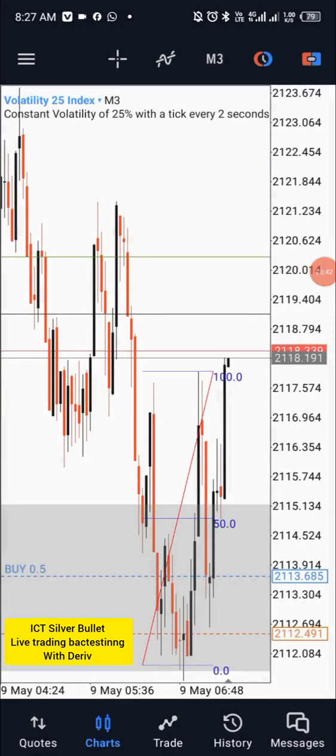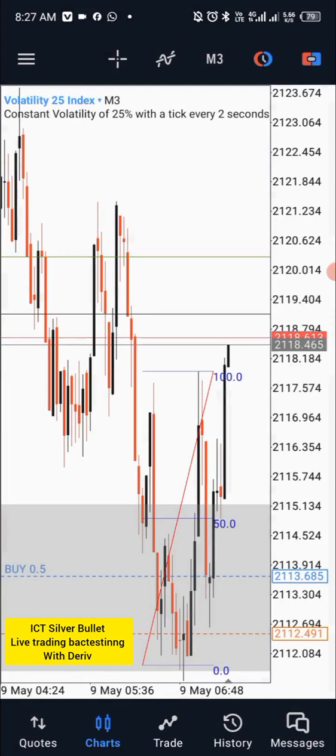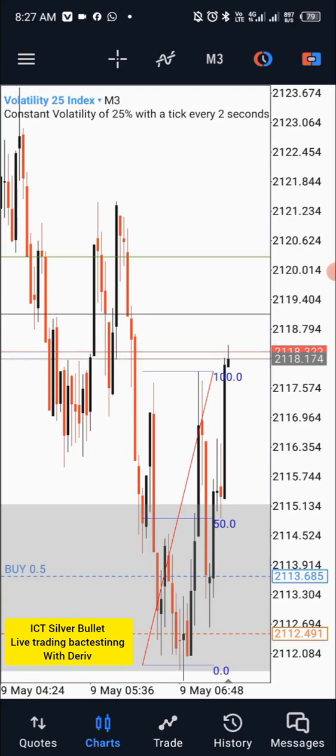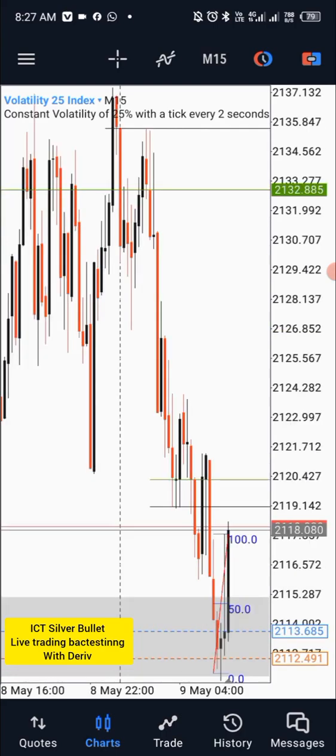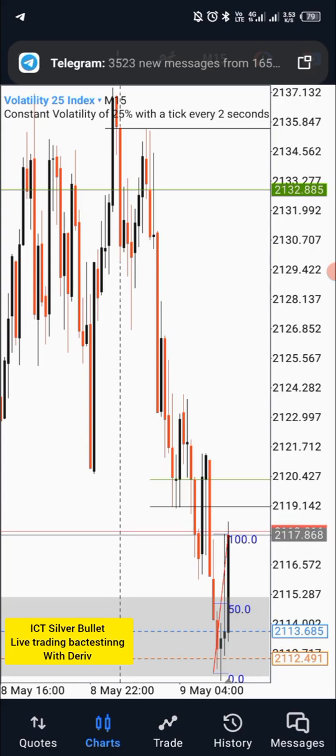Now guys, like I said, I actually want to be making a video with the ICT silver bullet. So just like we've seen earlier, let me explain the parameters for the trade. Last year ICT founder Michael Huddleston talked about his silver bullet strategy, a very highly profitable strategy once you can master it. So today I'm going to be making a video on how you can trade it.